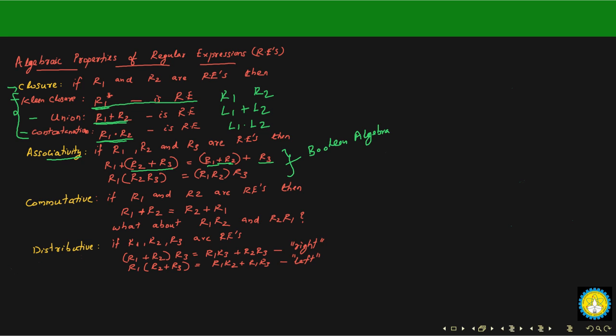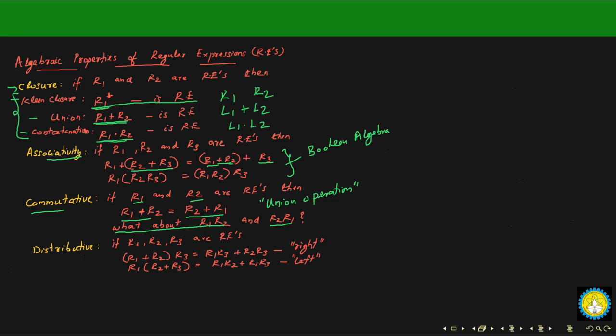Okay, now for commutativity, the rule is that if R1 and R2 are regular expressions, then R1 plus R2 is R2 plus R1. Remember, this property of commutativity is only applicable to the union operation. So this tells you that you have the choice of either taking an R1 or R2. It's the same as saying you have the choice of taking an R2 or an R1. Both of them have the same meaning.